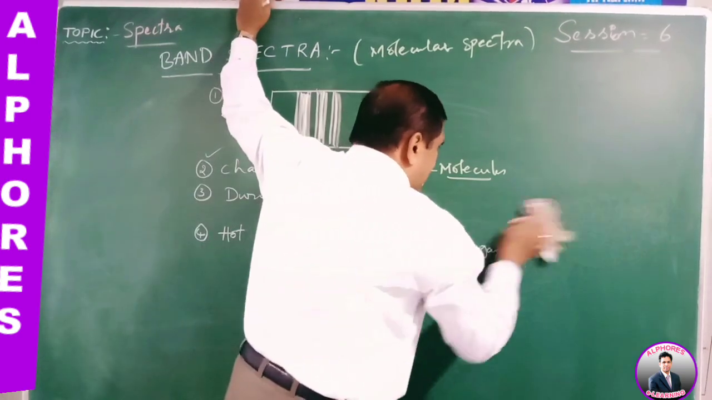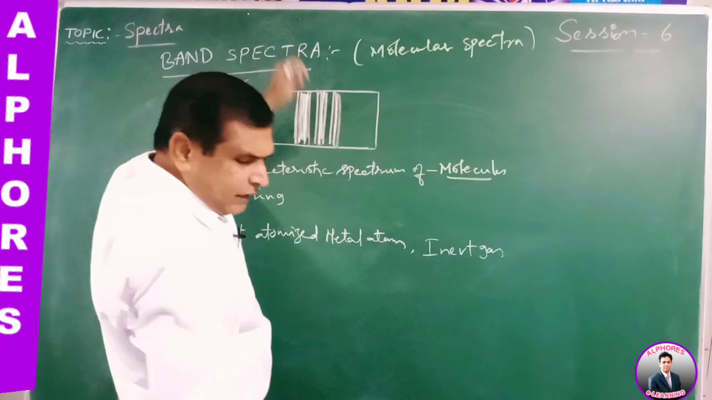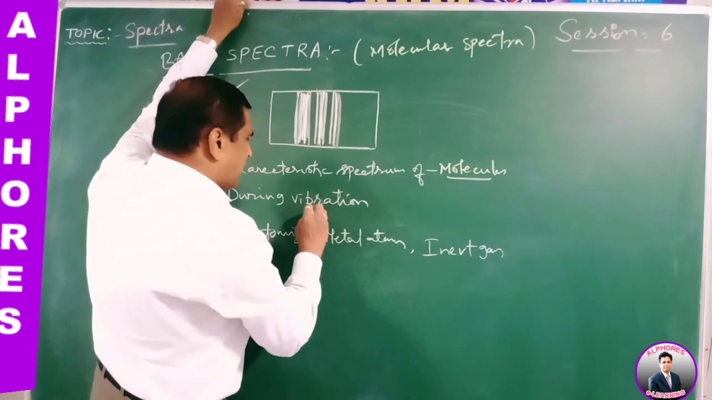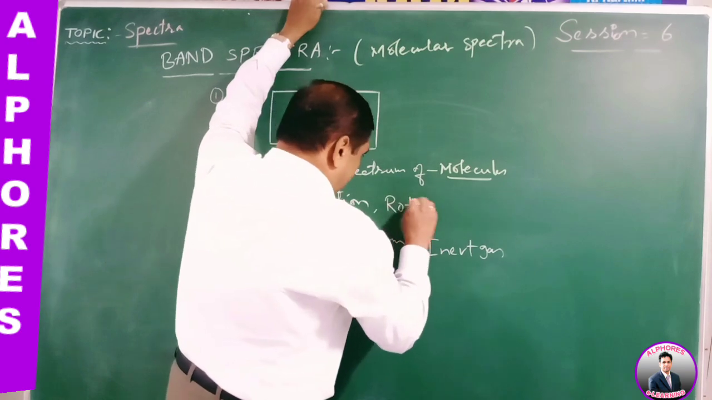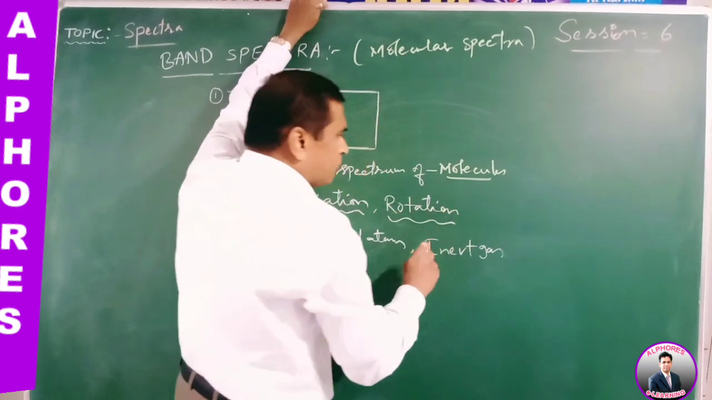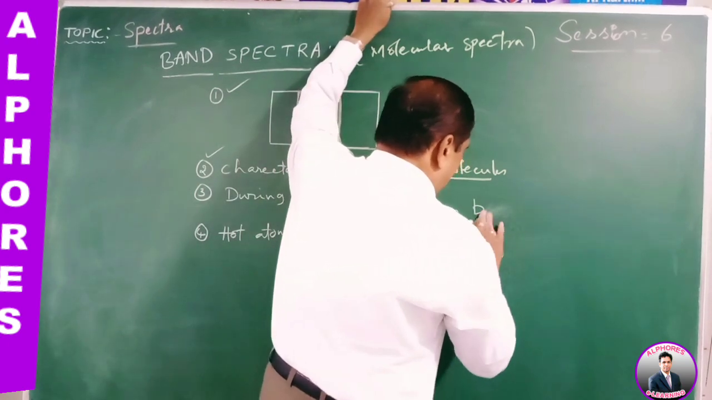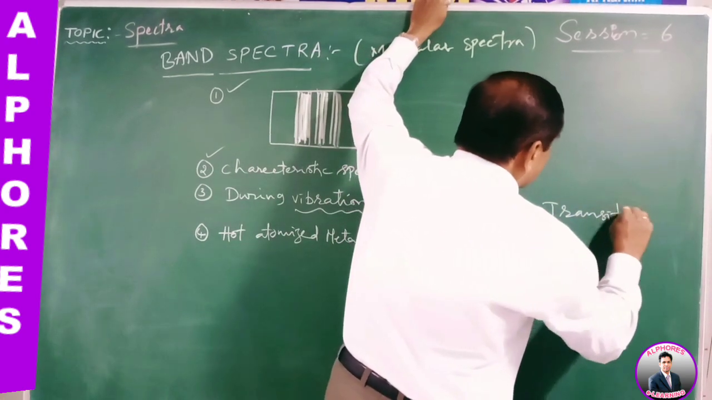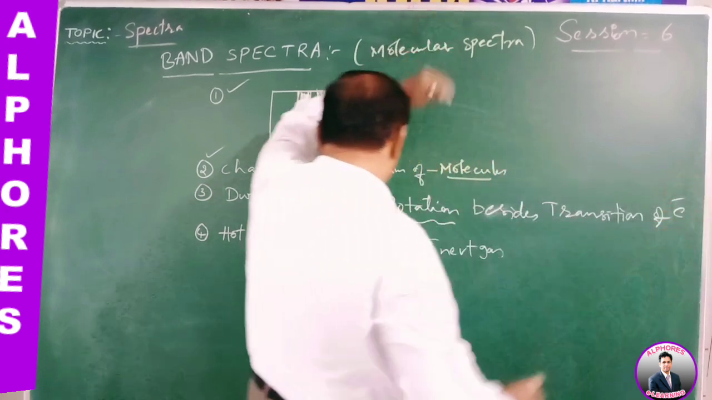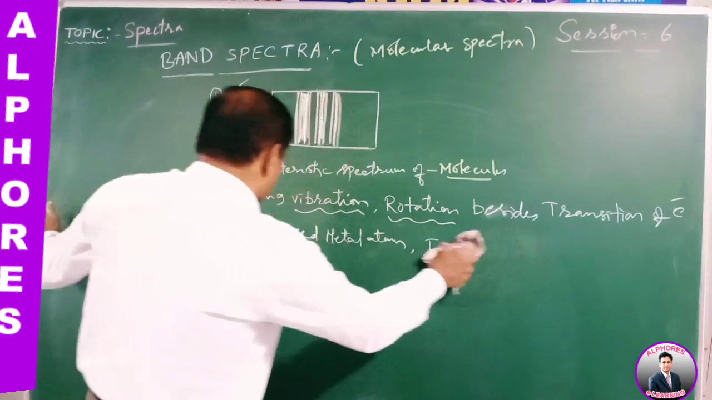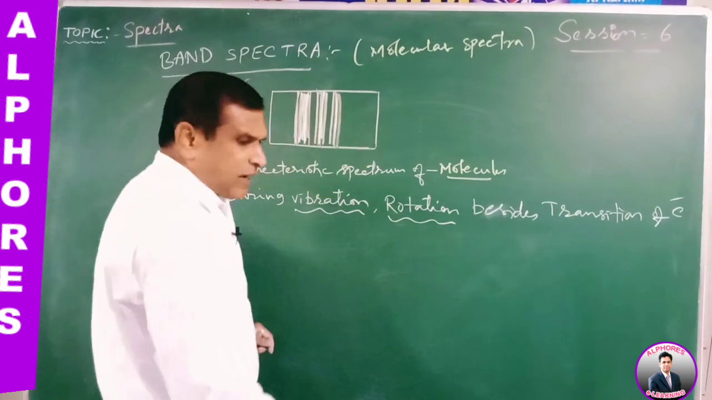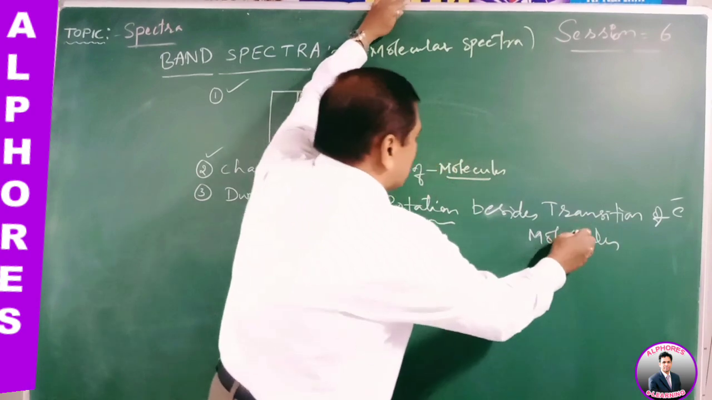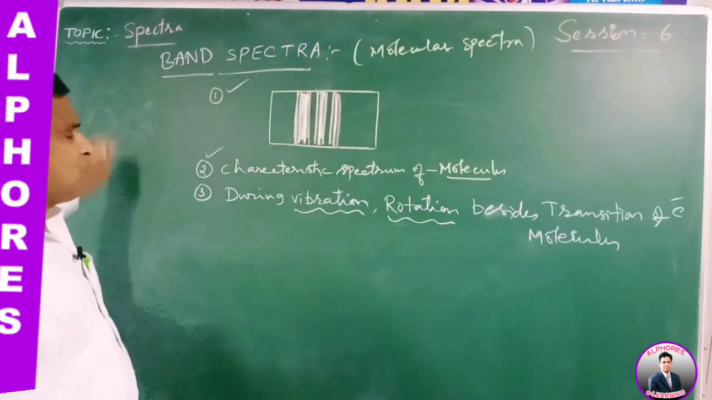Coming to the third point, molecular spectra is formed during vibration, rotation, and besides transition of electrons in the molecules, so that gives molecular spectra, that is band spectra.